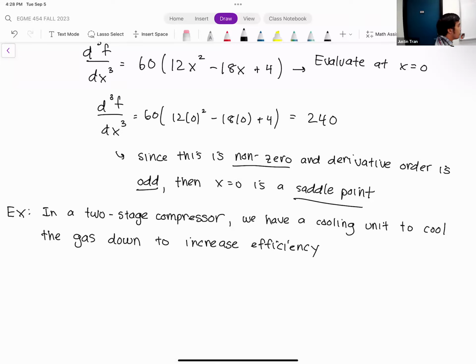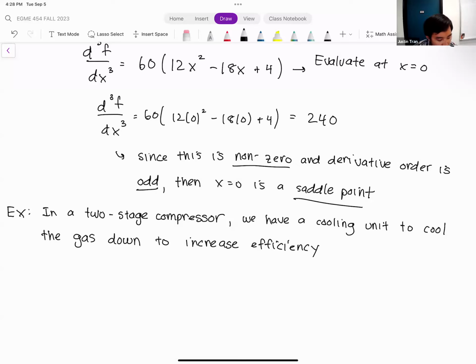And the whole idea with this cooling unit is that it's meant to increase efficiency, because as you compress a gas, the gas will tend to heat up because you're basically adding energy into the gas to compress it. But as the temperature of the gas gets hotter and hotter, it becomes even more difficult to compress it. So to alleviate this, engineers have come up with this two-stage design where you do a partial compression, then you move on to a cooling unit, it cools down the gas. Then you move on to the second stage of the compressor to finish that compression.